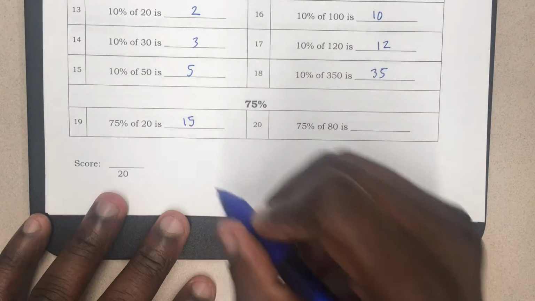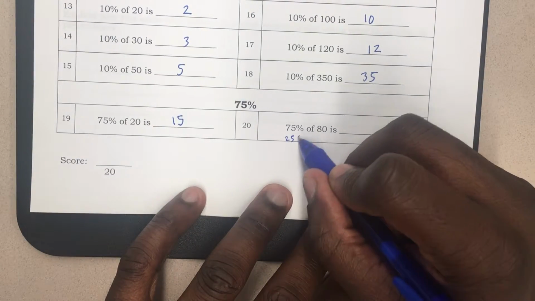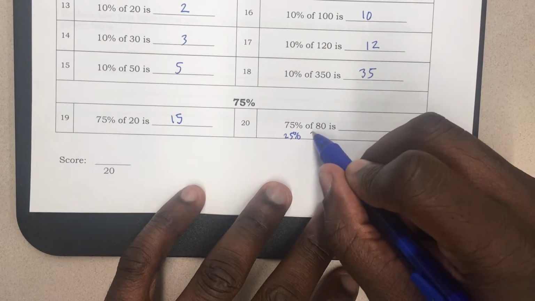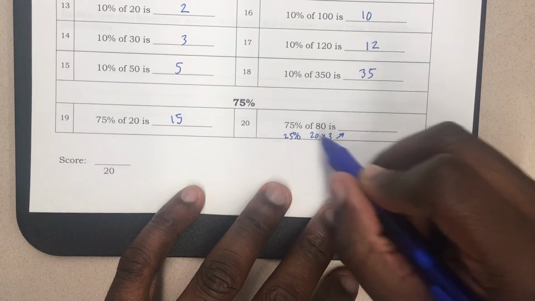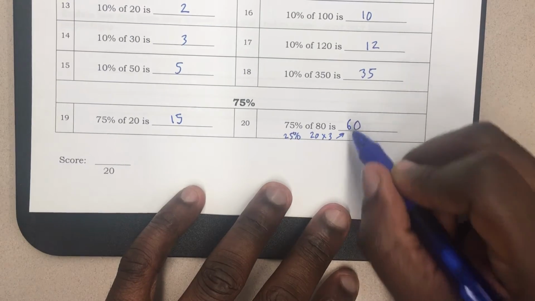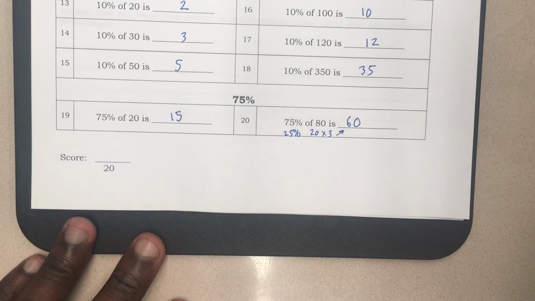There goes my 75%. 25% of 80, I'll write this one out for you. 25% of 80, we know we divide by 4, it gives us 20. Then we just do 20 times 3, and there goes our 75%, which gives us 60. Check your work, see how many you got up at 20. See you on the next page.